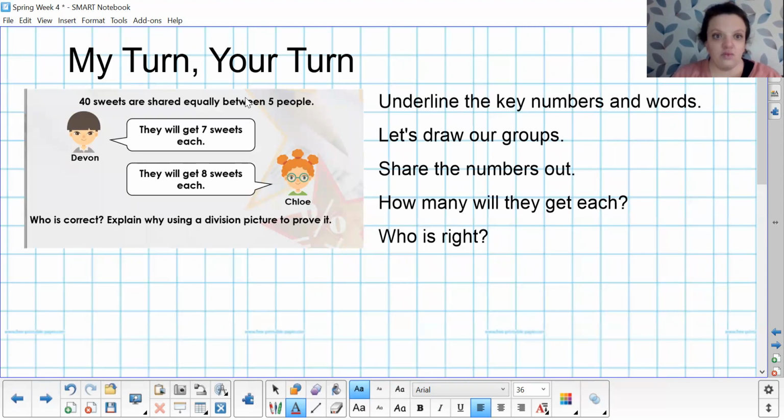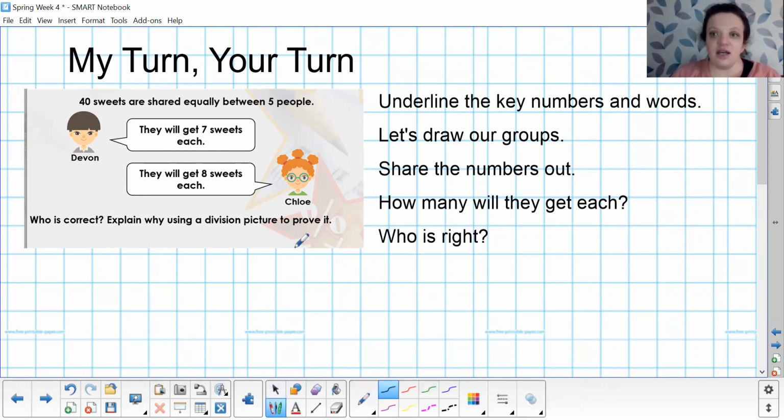Okay, well done. Right, we've got a true or false problem now. 40 sweets are shared equally between 5 children. Devon says they will get 7 each. Meanwhile, Chloe says they will get 8 each. Who is correct? Let's explain by drawing a division picture.